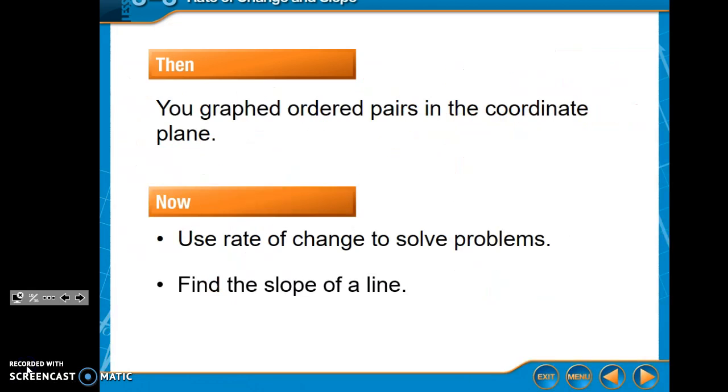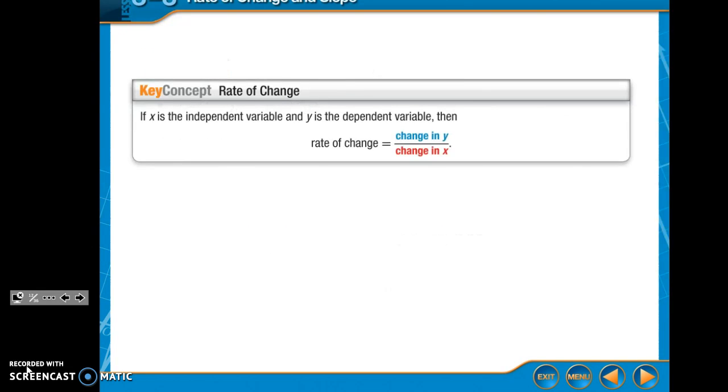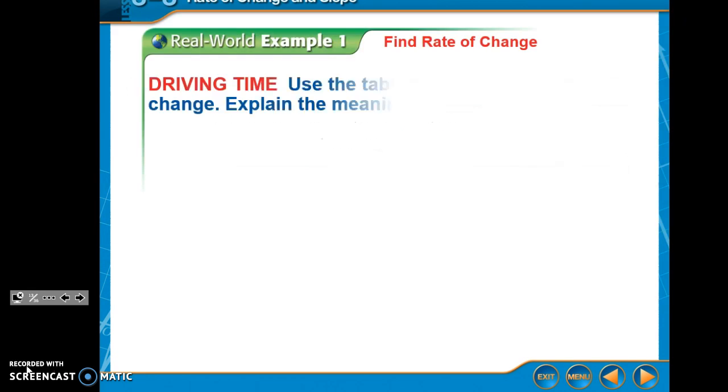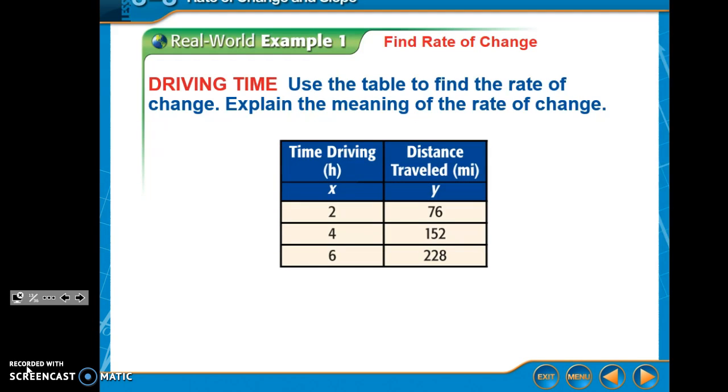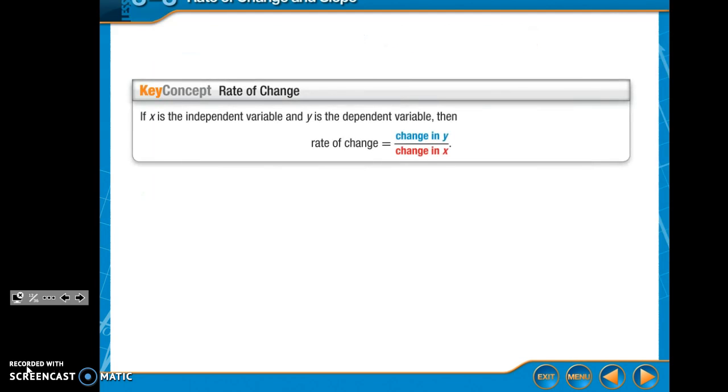All right, so the goal for our lesson today, we're going to use rate of change to solve problems, and we're going to find slope of a line. So rate of change is just another way of saying slope. It's your change in y values over your change in x values. And rate of change is one of your vocabulary words. I gave you guys that vocab sheet. And so rate of change is a ratio comparing your change in y over the change in x.